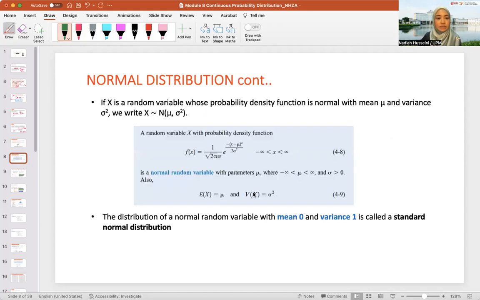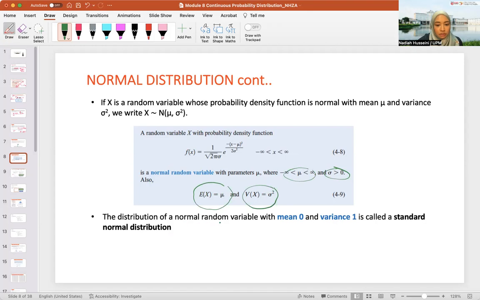So let's look at it in more detail. If X is a random variable whose probability density function is normal with mean mu and variance sigma squared, we write it as X has a normal distribution, mu, variance. A random variable X is given by this equation, 1 over 2 pi standard deviation times e to the power of this term, and X extends between minus infinity and infinity and is a normal random variable with parameters mu, where mu is also between minus infinity and infinity, and your standard deviation must always be greater than zero. It's not from minus infinity to infinity. It's always a positive number. Also, your mean is given by mu, and your variance is given by that symbol.